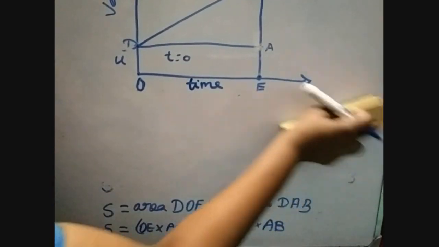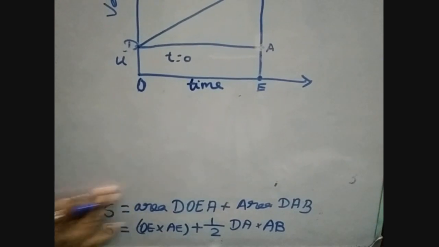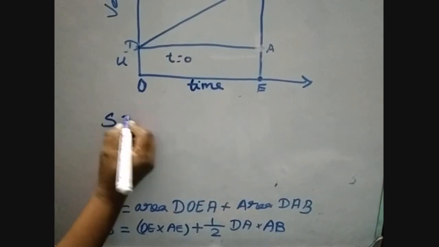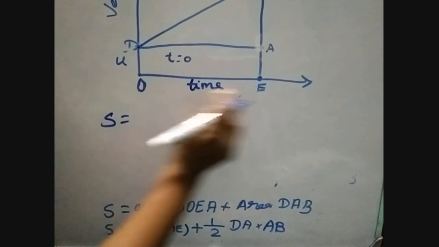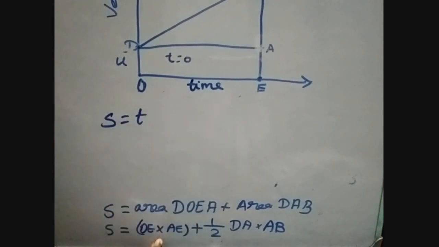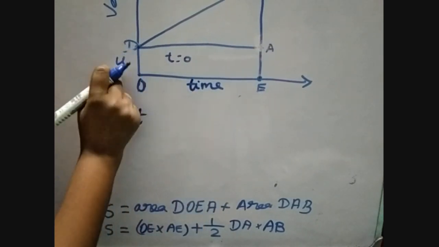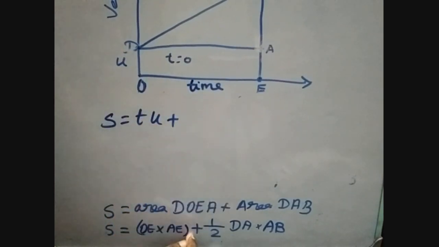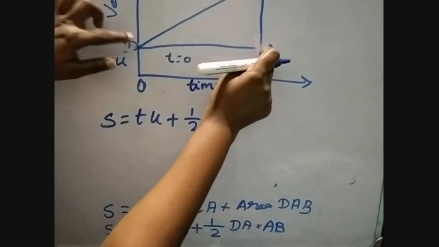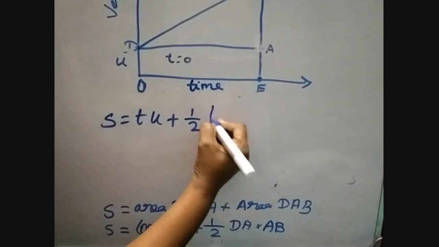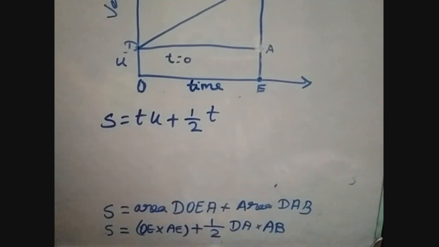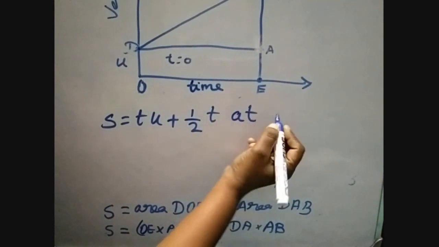Now substitute the known formulas. S is equal to OE, the value of OE is equal to T. AE, the value of AE is equal to OD, which is equal to U, plus half of DA. DA is equal to OE, which is time T. AB, the value of AB we already derived from equation 1. The value of AB is equal to A into T.